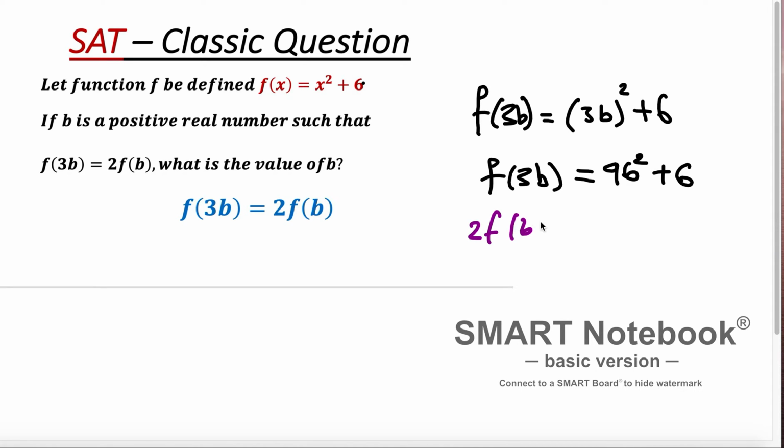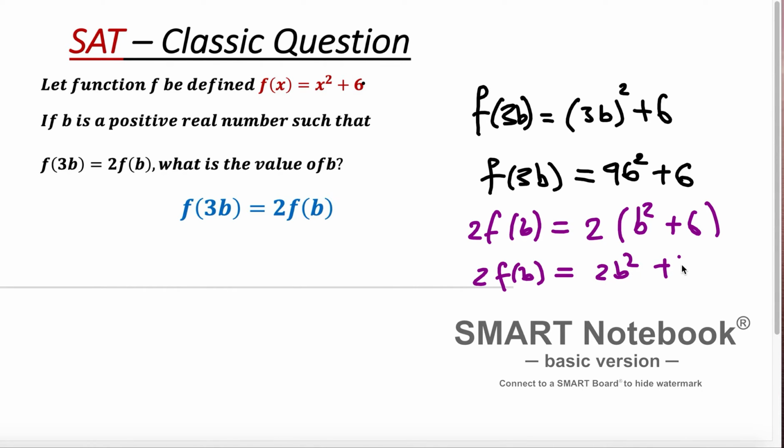Now we are finding 2f of b. So we are plugging into the original function f. We have here a 2, and instead of the x, we are plugging in b into x squared plus 6. So 2f of b is going to be equal to 2b squared plus 12.